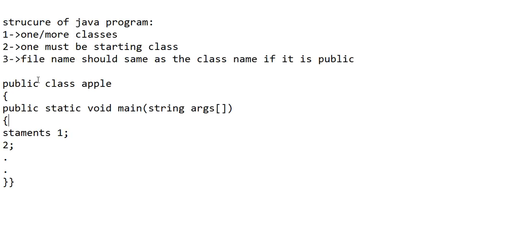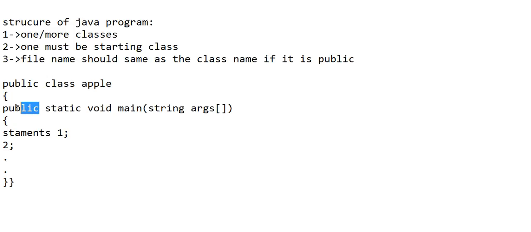You have to save the file as Apple only, because you have written the class name with the Apple public class. Where the class is public, the file name should be the same as the public class name. That's what you should remember. And we'll come to this line, public static void main. I will explain each and every word in detail.